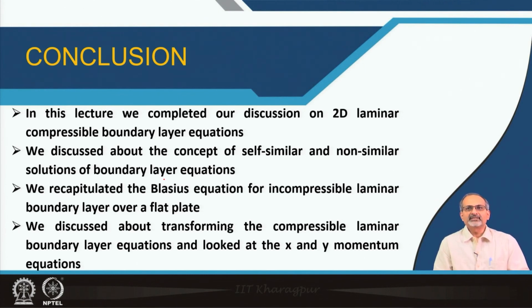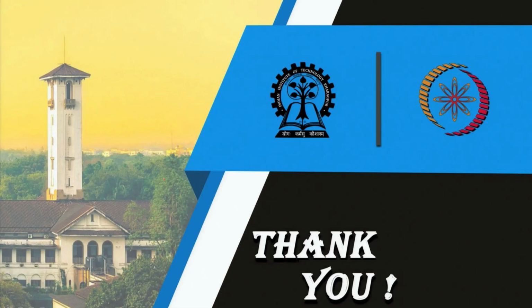Coming to the concluding remarks, in this lecture we completed our discussion on 2D laminar compressible boundary layer equations. We discussed the concept of self-similar and non-similar solutions of boundary layer equations. In the process, we also recapitulated the Blasius equation for incompressible laminar boundary layer over a flat plate, which we have learnt in our earlier courses on fluid dynamics. We discussed transforming the compressible laminar boundary layer equations, and we looked at the x and y momentum equations through those transformations. Thank you.